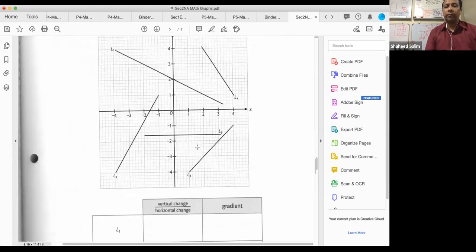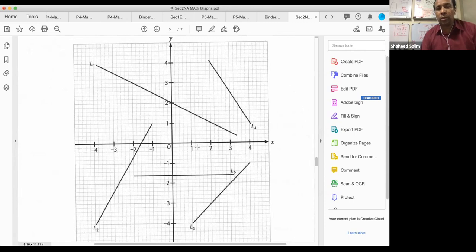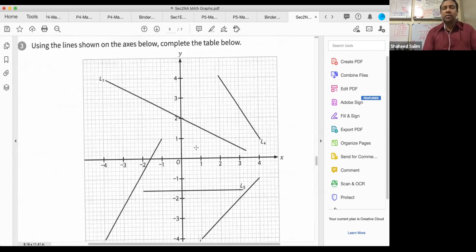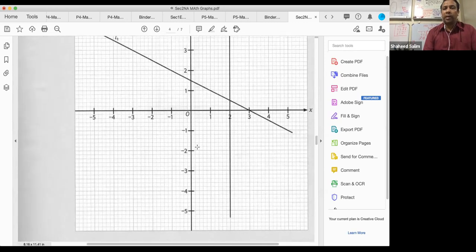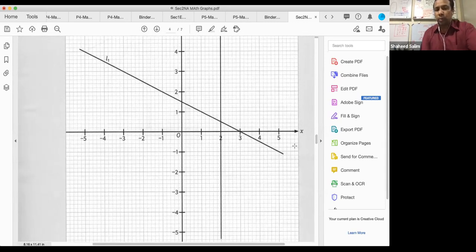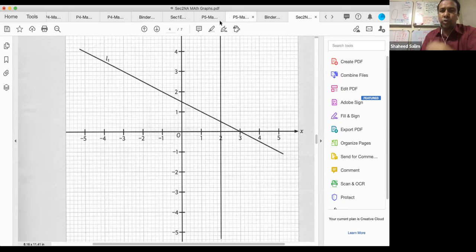Okay, this one is gradient. Now gradient, you want to calculate the gradient. Gradient means the slope. Okay, so I show you how to calculate slope for one of them. Let's say I want to calculate this one down here. I choose 2 points that is easy for me to calculate. So I take this point out here.